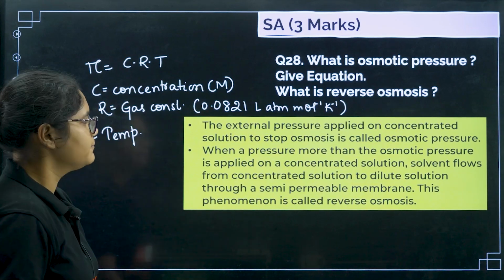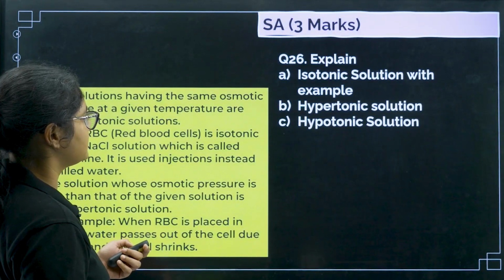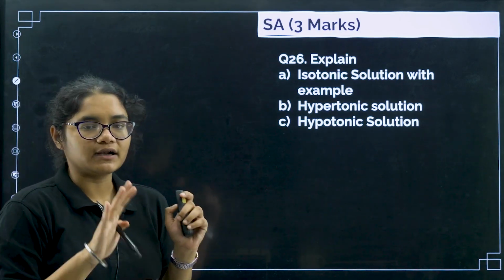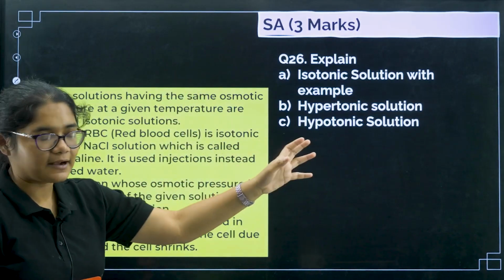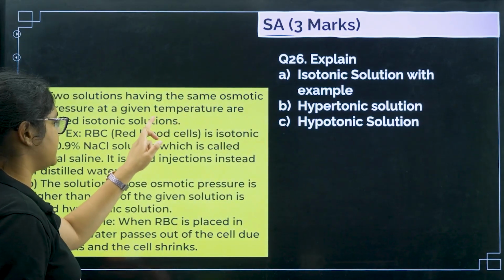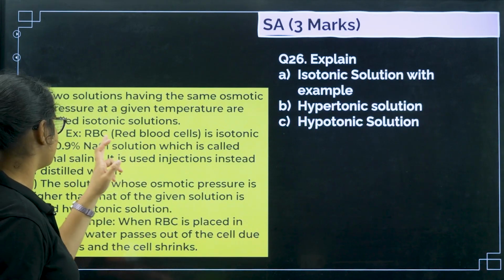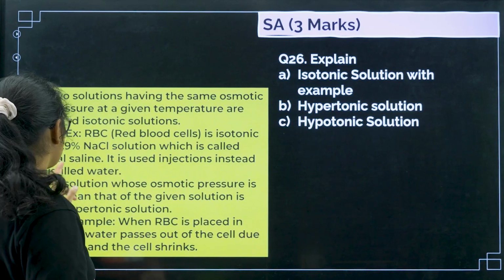Okay, fine. Now let us go back to this question: what is an isotonic solution? With an example you have to explain. So now we understood what osmotic pressure is, right? If two solutions, A and B, have the same osmotic pressure, then they are called isotonic solutions. Example: RBC is isotonic with 0.9% NaCl solution, which is called normal saline.